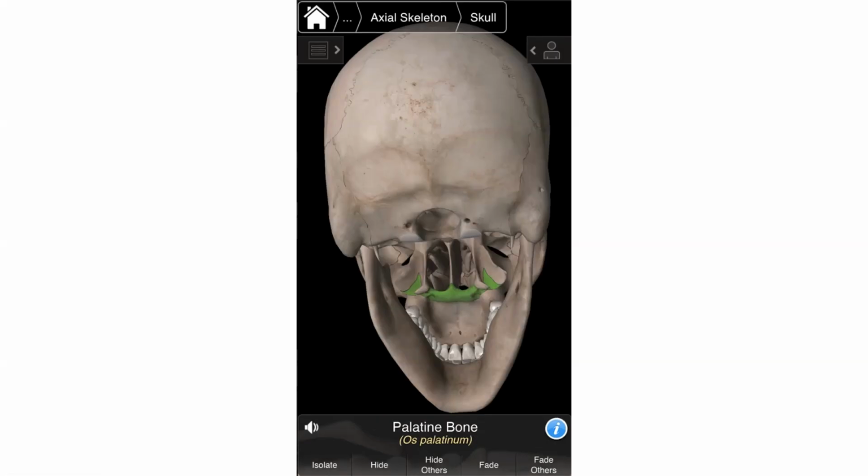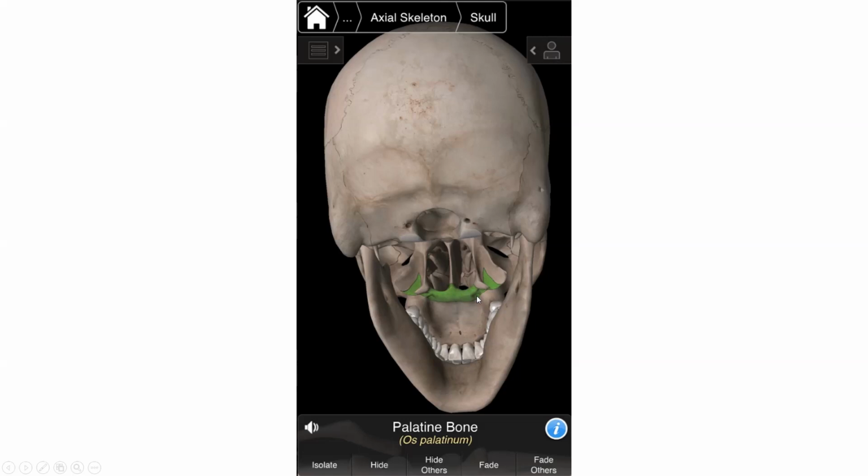So you're going to get an inferior view of the skull right there, and that's the Palatine Bone, however you want to pronounce that. So that forms your hard palate, or part of it. And so basically it is this posterior aspect of the roof of your mouth, is one way to think about it. So this up here, this is still your maxilla right there.